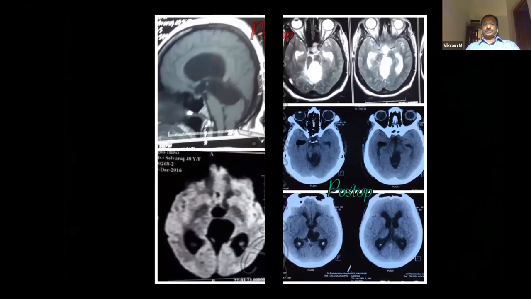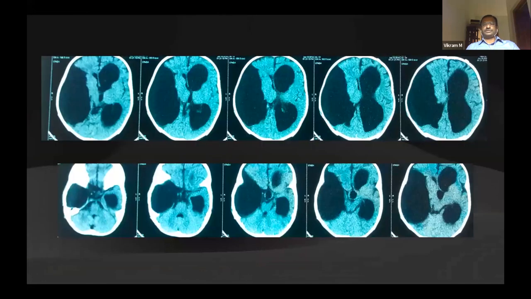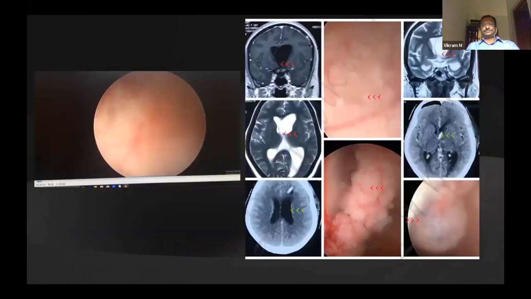These are the post-op scans which show significant reduction of the size of the hydrocephalus, and the patient became asymptomatic. This is a pineal region cyst which was excised endoscopically. Sorry, I couldn't edit the video for it. This is another arachnoid cyst in a child with hydrocephalus, which required endoscopic ventriculostomy and cystoventriculostomy.